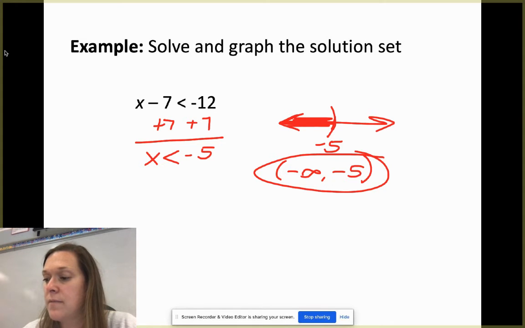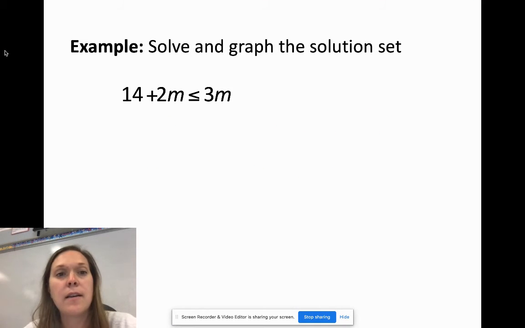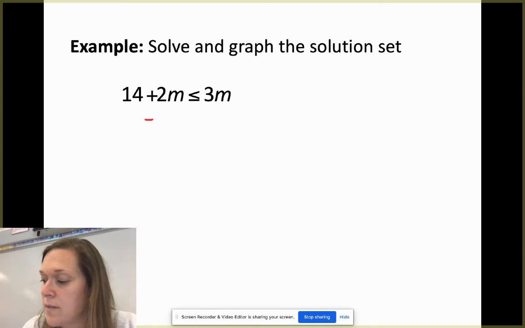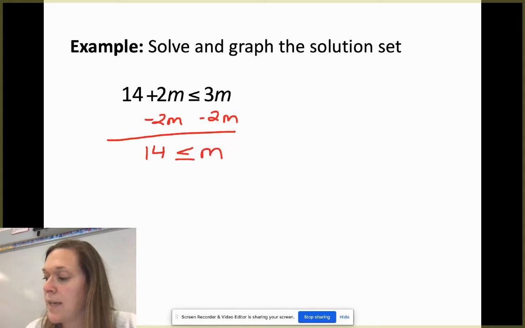Make it a little bit harder. 14 plus 2m is less than or equal to 3m. Okay, so I'm going to subtract my 2m over, which gets us 14 is less than or equal to m.